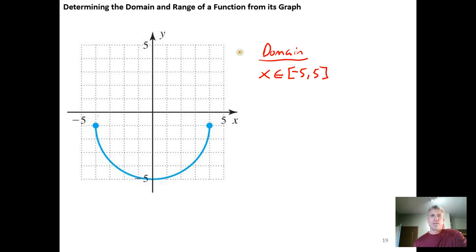And then for the y's, for the range, we just need to know where's y running from. And when we look at this graph, we can see it has a high point at -1, and this graph has a low point down at -5. So the y values are running between -5 and -1. So again, the range is where does the picture live relative to the y-axis or the output axis. So this one runs on the interval from -5 to -1.